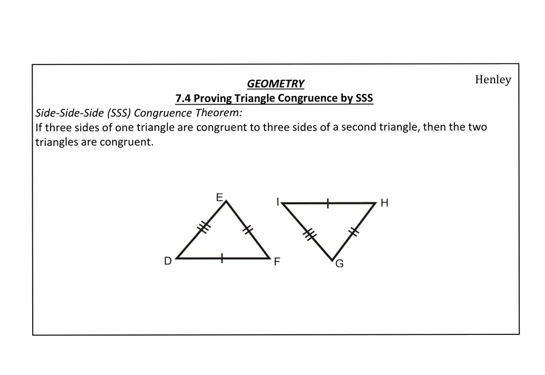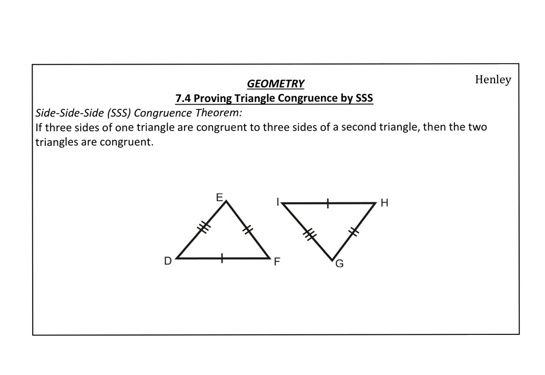Proving triangle congruence by side, side, side. The side, side, side congruence theorem states that if three sides of one triangle are congruent to three sides of a second triangle, then the two triangles are congruent. So let's look at this.